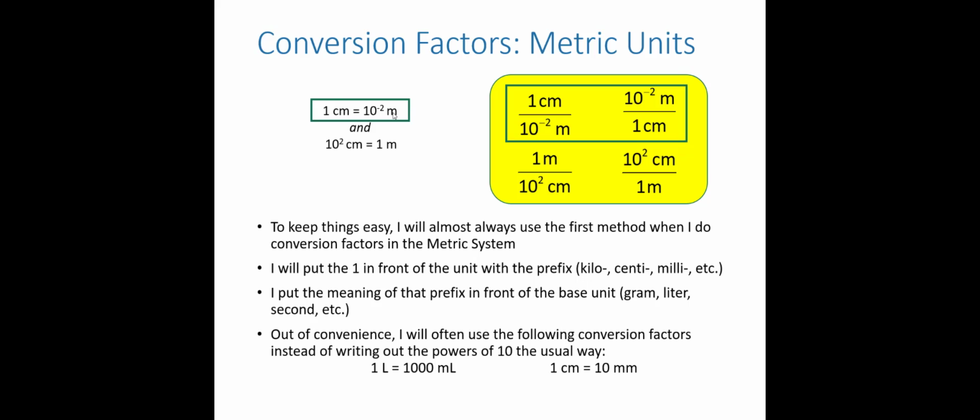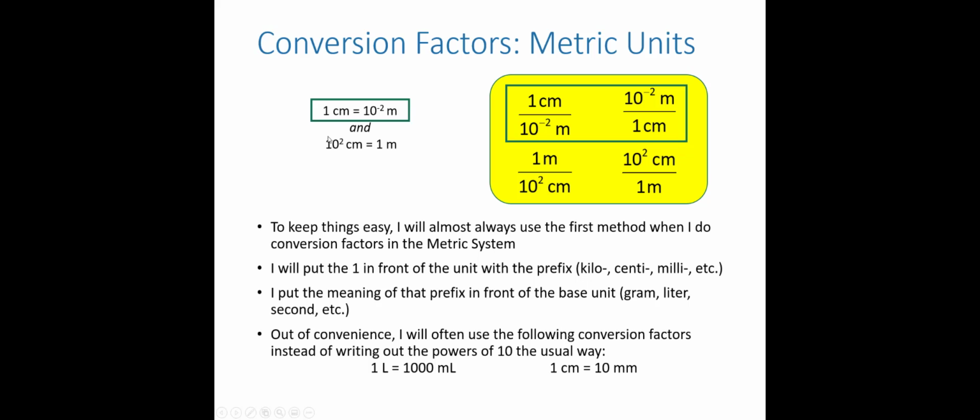Let me explain why that works. Remember, we said centi means 10 to the minus 2. So what is this? 1 times 10 to the minus 2 meters. The c means 10 to the minus 2. And so therefore, it's very easy to do this correctly, to read it and not make any mistakes or get them backwards. The bottom method is also technically correct.